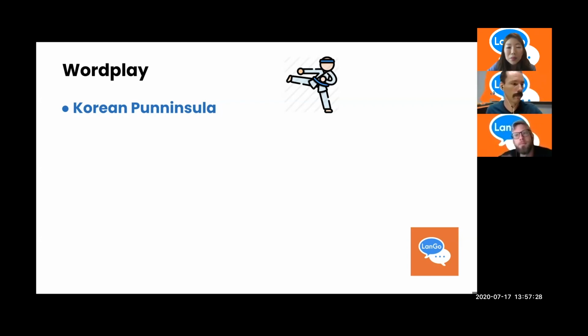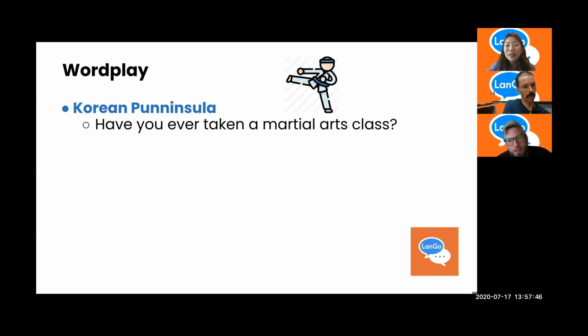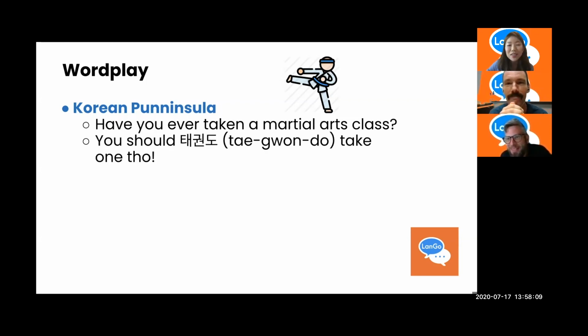In Korean, peninsula is 반도, right? 반도, and pan sounds like pun, but also means half in Korean. And then do means island. So Korean Pando or Peninsula is the name of the book. And this is one of my favorite puns from the collection. It's a Konglish pun, so it uses both Korean and English. And this one is one of the gems that Tyler came up with. So I'm going to ask y'all, have you ever taken a martial arts class? We say no. No? Well, you should taekwondo.